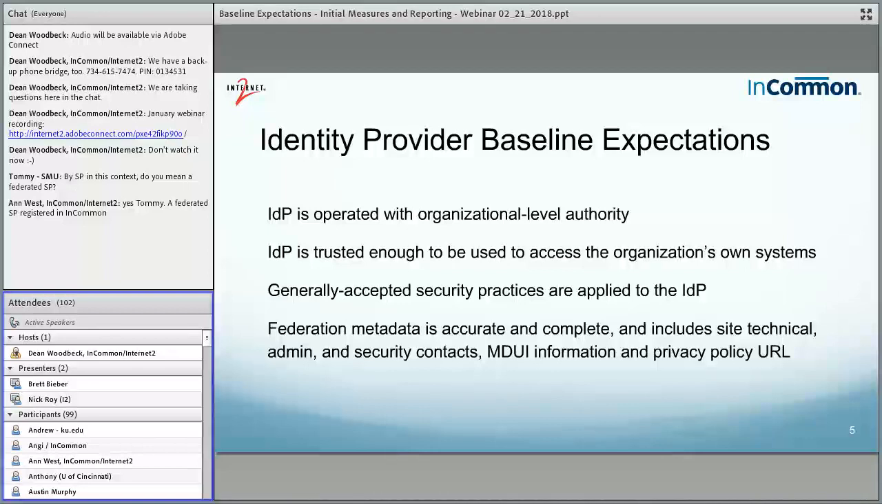And we don't define what that means specifically in baseline, and that's for a reason. We really don't want to get over prescriptive. This is really a sniff test that you need to do on your own deployment to make sure that you would trust your own deployment for your own business again. And then the third thing, and we're going to spend a lot of time talking about this today because this is what we're actually measuring, is that your metadata is accurate, complete, and includes technical, administrative, security contacts, MDUI information, and a privacy policy URL.